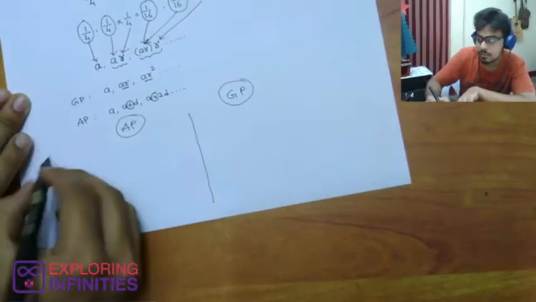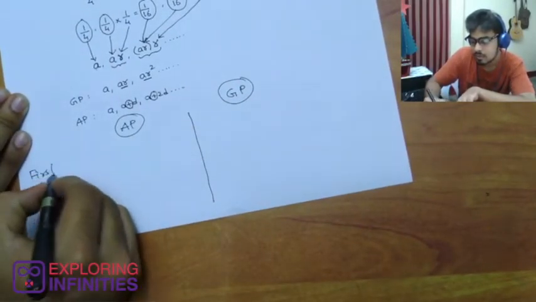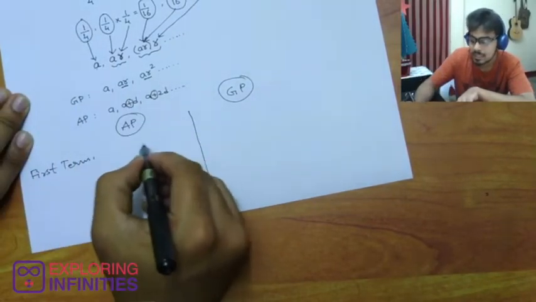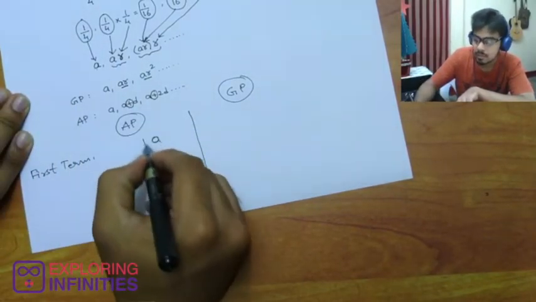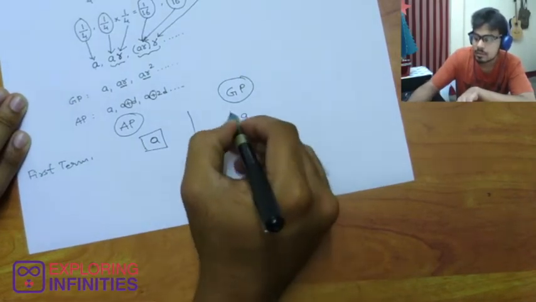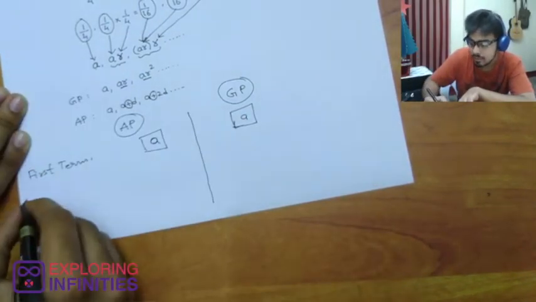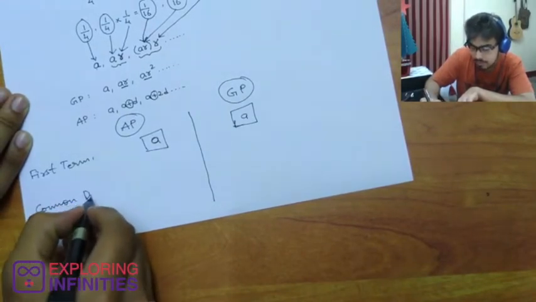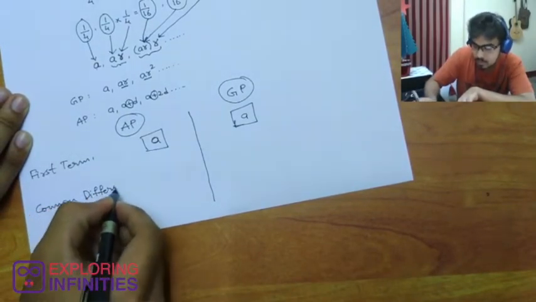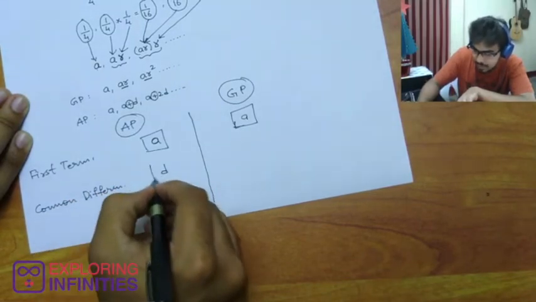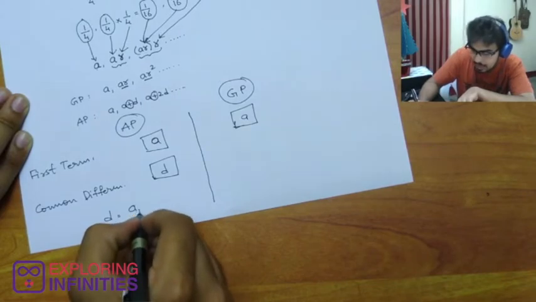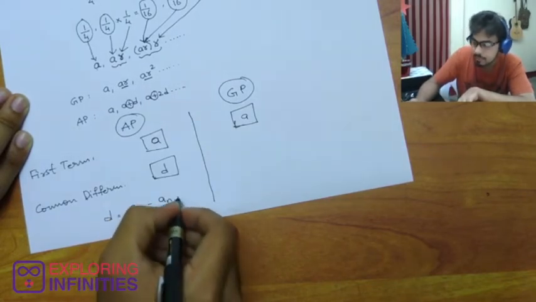Okay, what is the first term? First term is the same in both cases. A here also. Now here we have common difference. Common difference is denoted as D. And how do we obtain D? D is equal to AN minus AN minus 1.